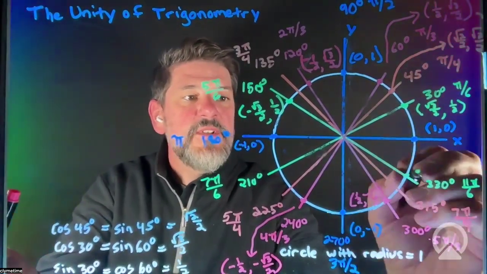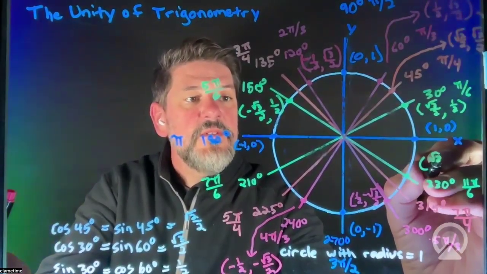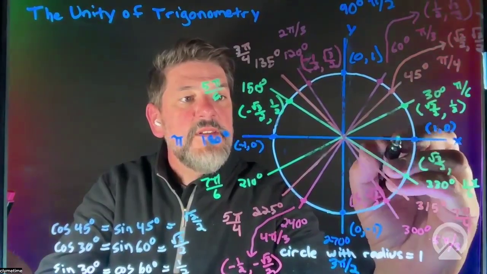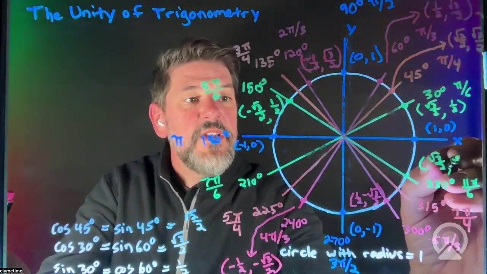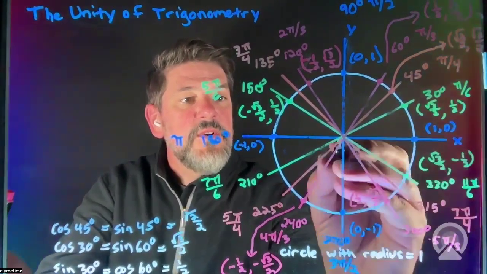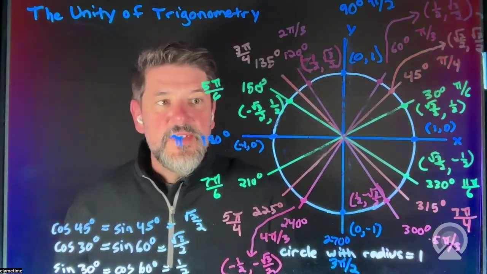I'm going to fill out this one. This one, we're going to go right, which is square root of 3 over 2. And then instead of going up, we're going to go down. So it's negative 1/2. So we go right square root of 3 over 2, and we go down 1/2. So that's the point there.